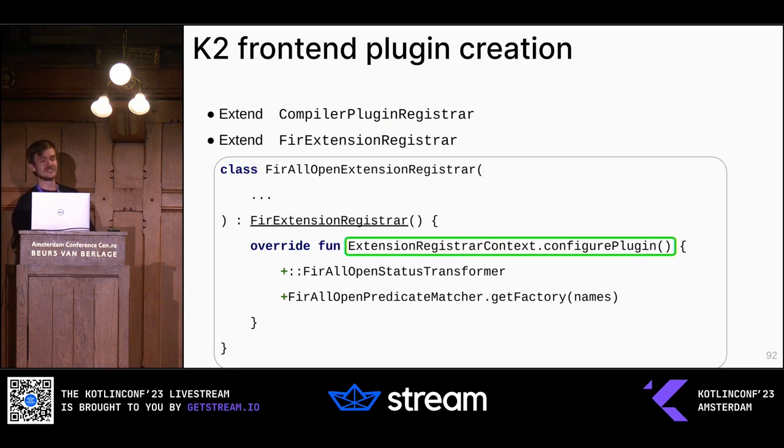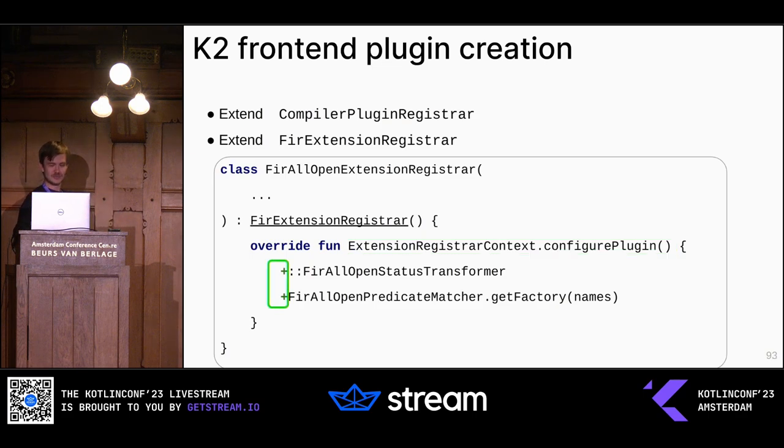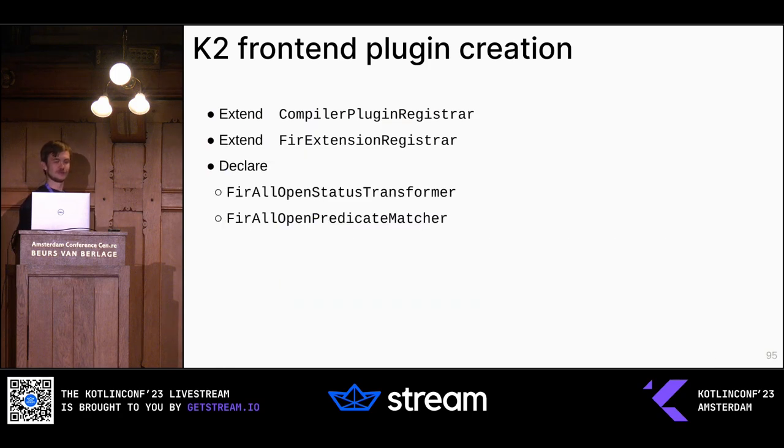This guy extends the frontend IR extension registrar. Here we should tell the compiler about all extensions we use and all predicate matchers we use with the help of this plus operator function and this transformer and this predicate matcher. And of course, we should declare both of them. We have already seen them today.